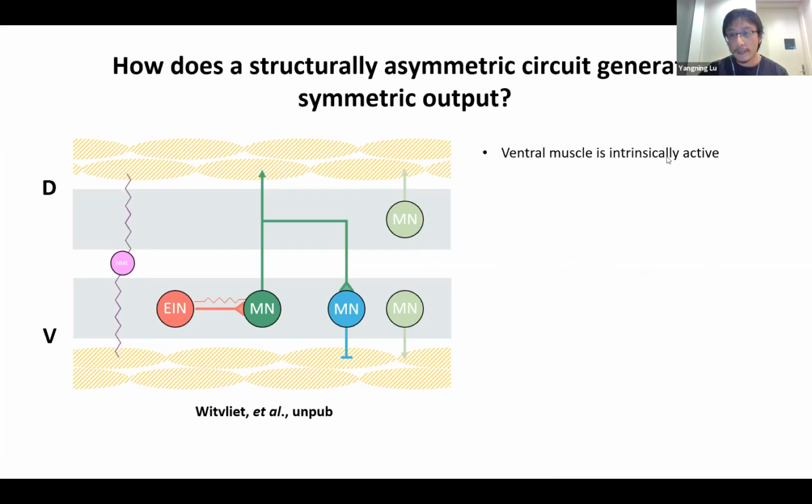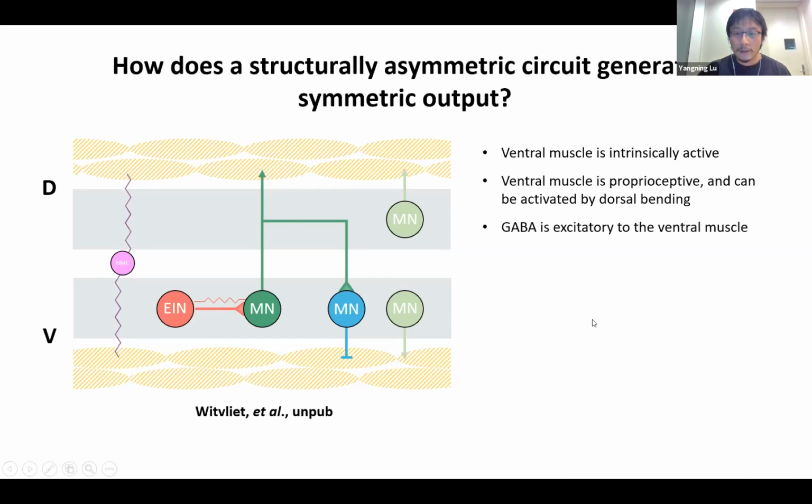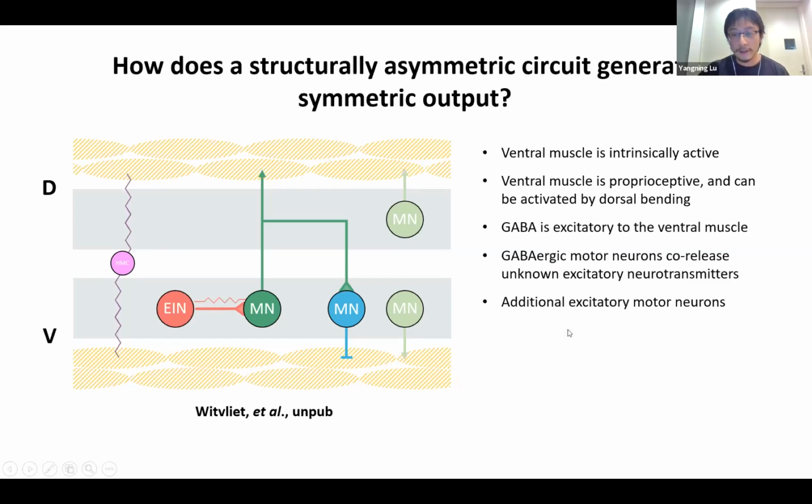Over the past 40 years, actually, people have generated various hypotheses regarding this question. For example, many people suggested that the ventral muscle on L1 C. elegans might be intrinsically active, and it has more activity over the dorsal side. Or maybe the ventral muscle is proprioceptive and can be activated by sensing dorsal bending. Or that the GABA released on the ventral side might be excitatory actually to the ventral muscle. Or that the GABAergic motor neurons can co-release unknown excitatory neurotransmitters.